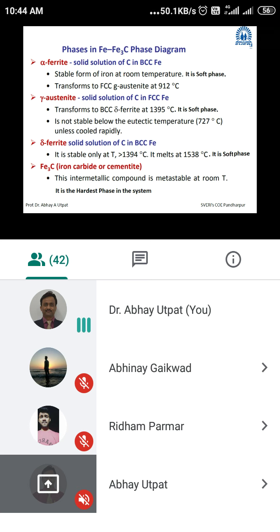In physics, you have studied this in first year. So what is BCC? One of the 14 Bravais lattices. BCC is body centered cubic. What is the specialty? It is the stable form of iron at room temperature. It is a soft phase, I am making an underline. Alpha is soft. It transforms to FCC, actually gamma, austenite, at 910.